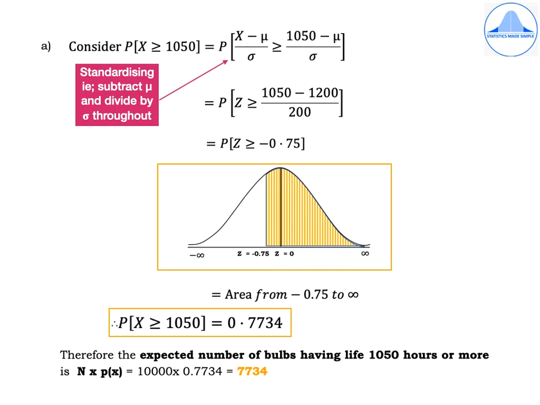Now if you look at the statistical tables, you will get this step as probability of x greater than or equal to 1050 is equal to 0.7734. Now the question asked is you should find the expected number of bulbs having life 1050 hours or more. So you should find out capital N into P of x, which is 10,000 into 0.7734, which is 7734.